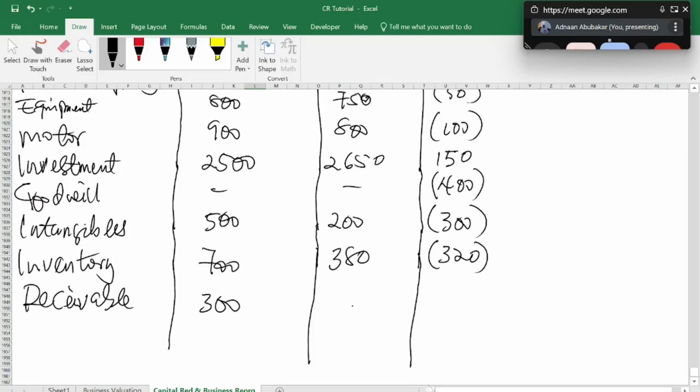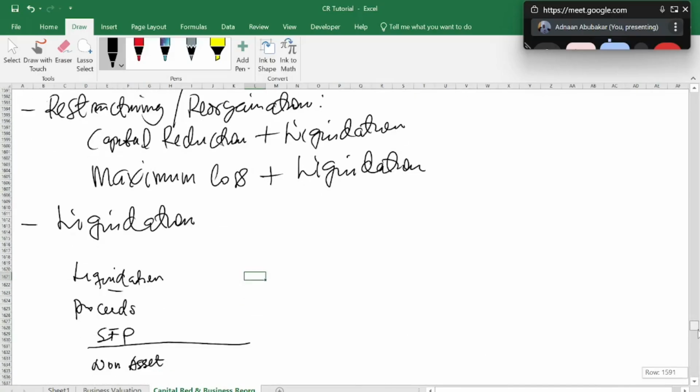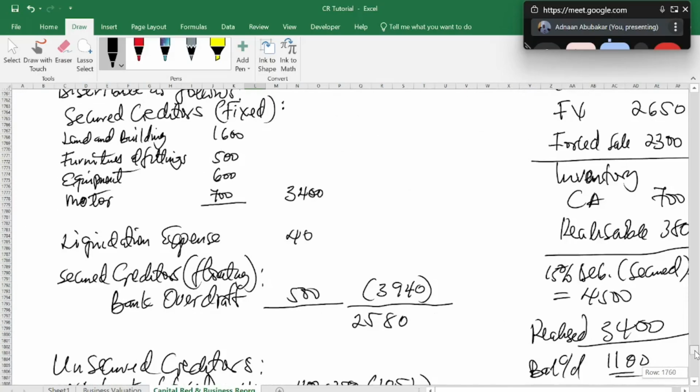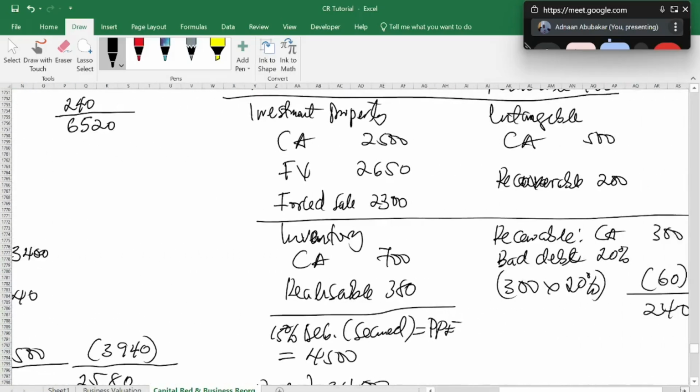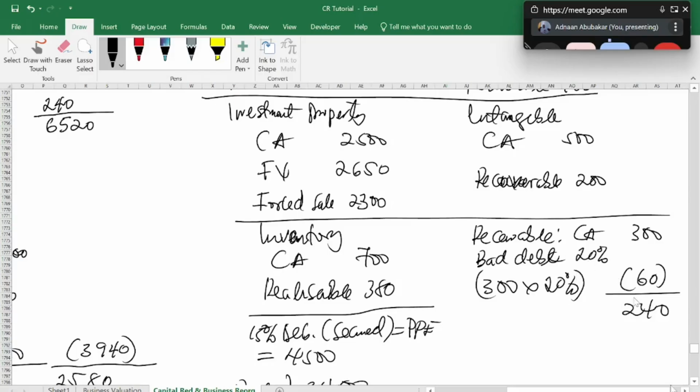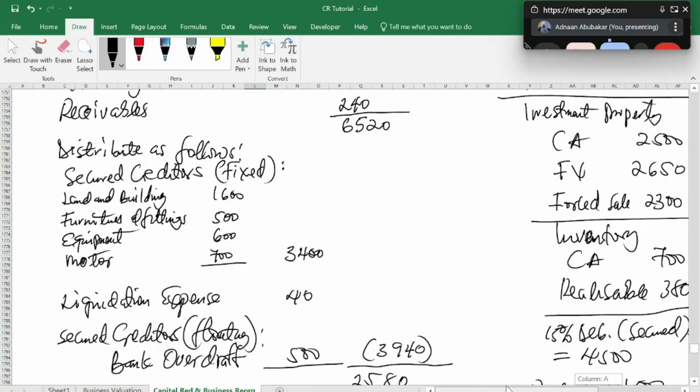And they said it is also impaired by 20%. I remember, here we are. They said it is impaired, receivable, as in bad debt. So we have a value of what? You understand? It was impaired by 60 million. So you have a balance of 240.